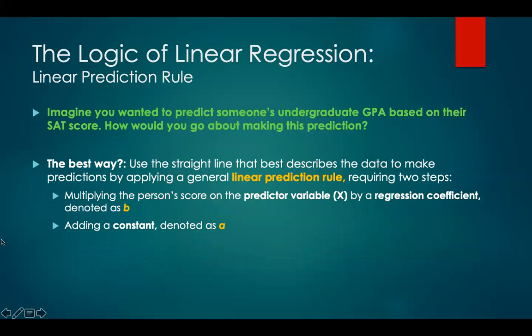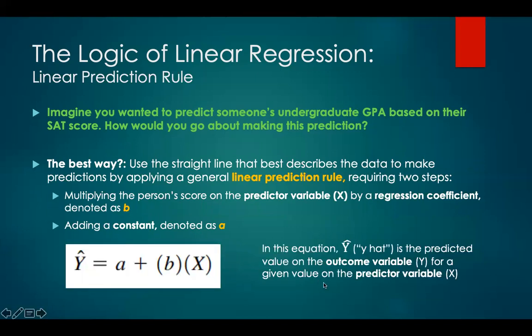So the best way is to use the straight line that best describes the data to make predictions by applying a general linear prediction rule requiring two steps: multiplying the person's score on the predictor variable by a regression coefficient, denoted as B, and adding a constant, denoted as A. So in this equation, y hat is the predicted value on the outcome variable for a given value on the predictor variable x.